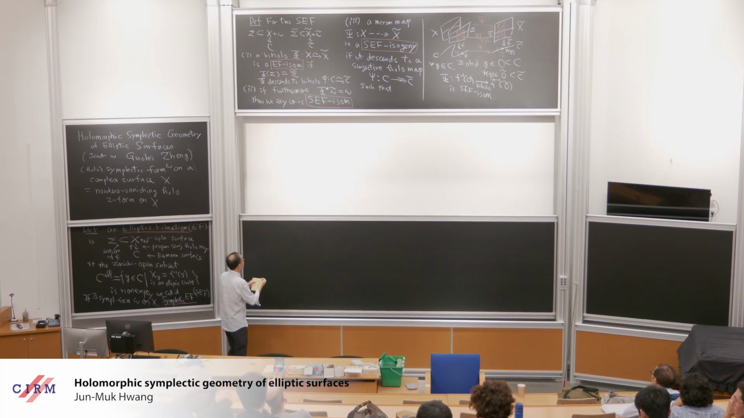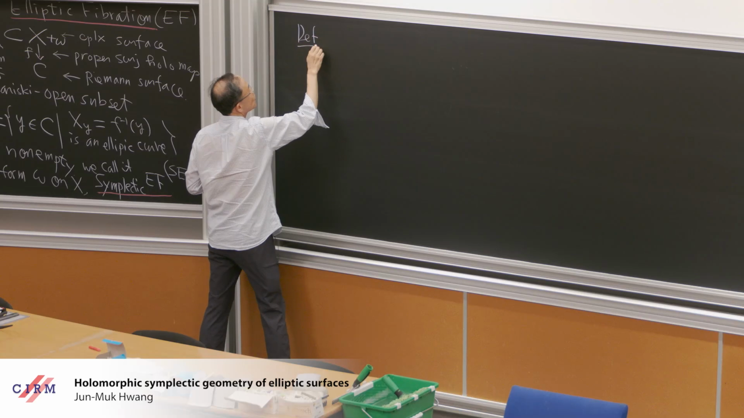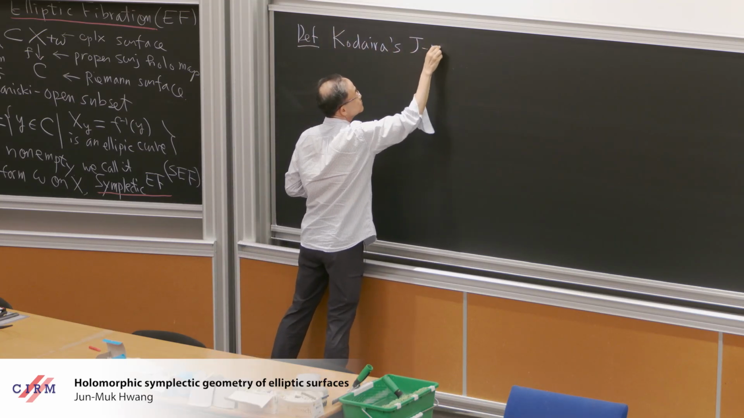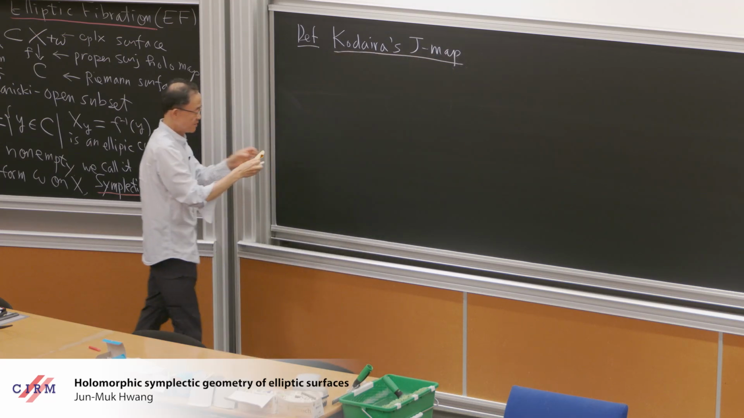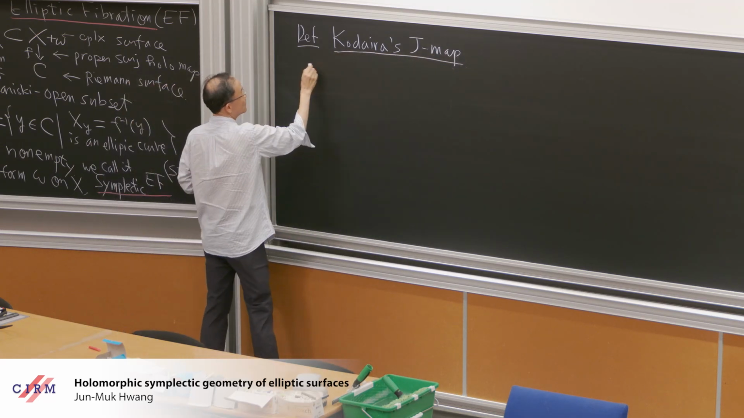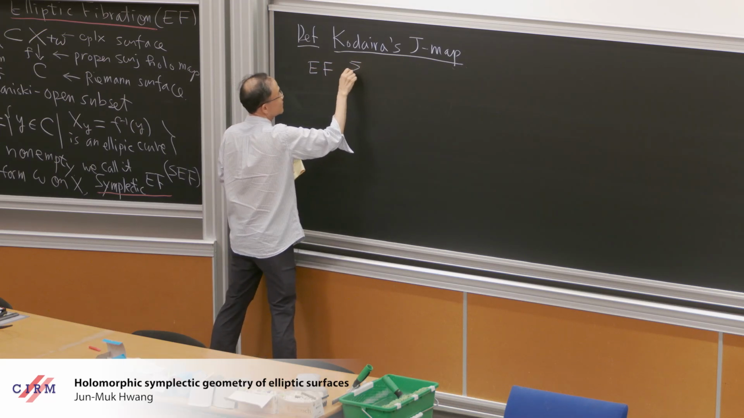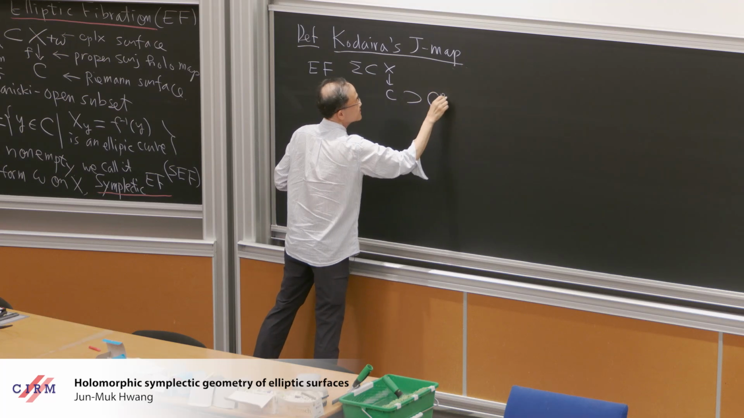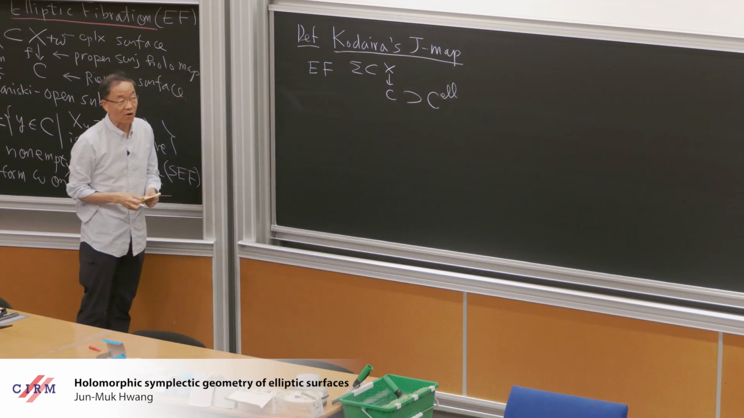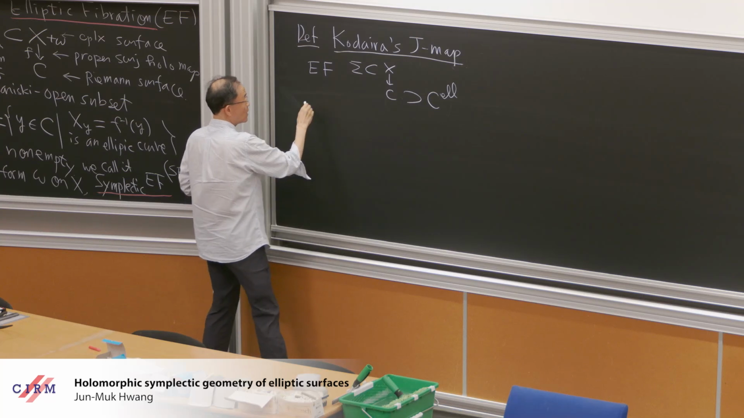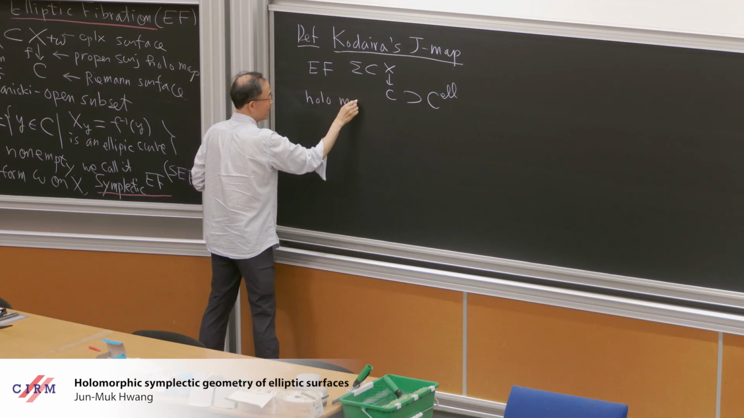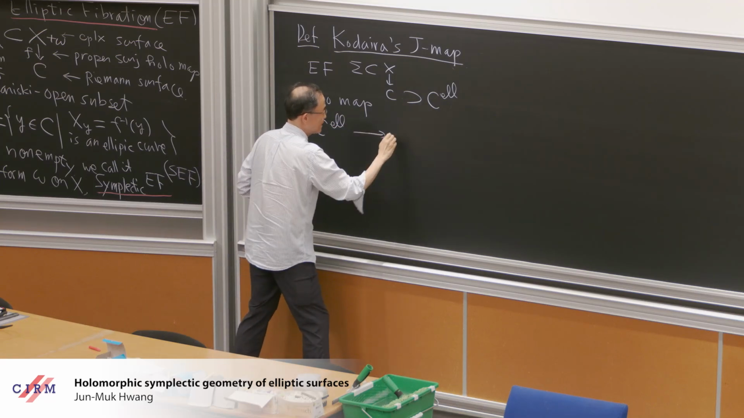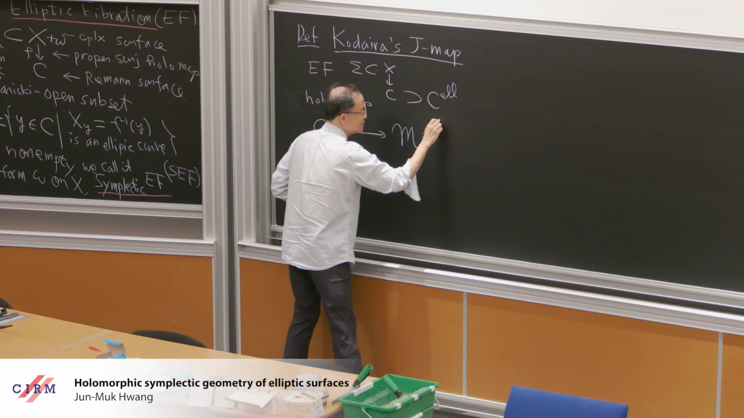Now we recall another definition, Kodaira's J map. It's defined as follows. When you have an elliptic fibration, you have the open set where the fibers are elliptic curves. Then you have a holomorphic map from this open set to M, where M is the moduli of elliptic curves.